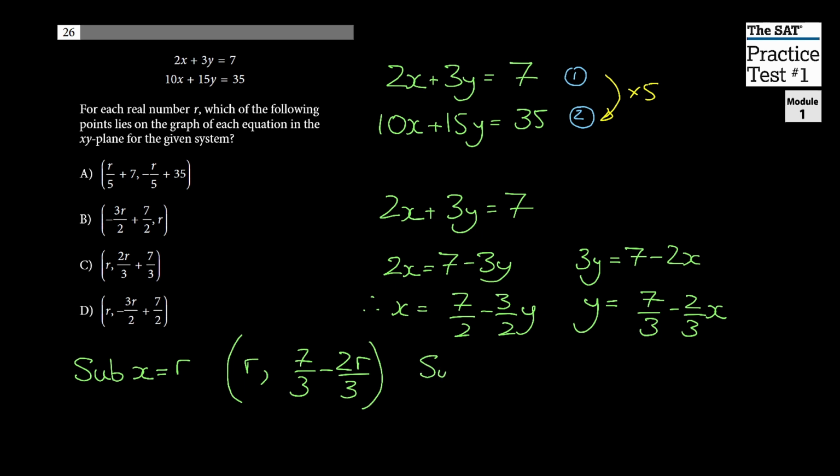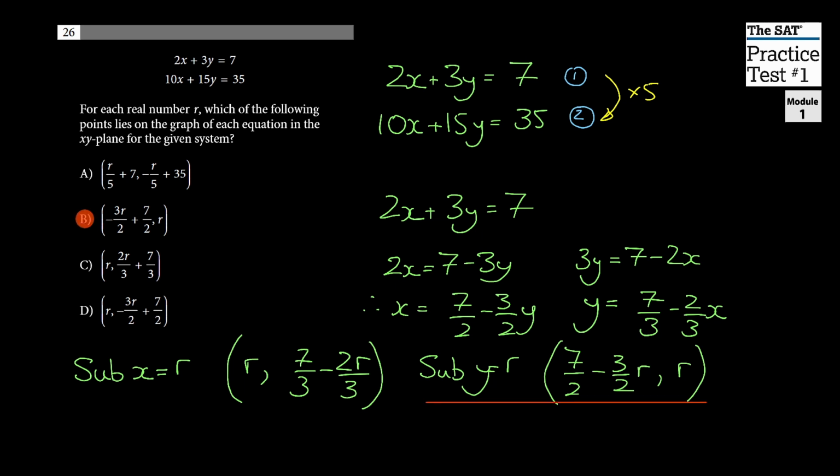So now let's sub y is equal to r. So our x coordinate will be this equation here with r substituted, which is 7 over 2 minus 3 over 2r, and the y coordinate simply r. Is that one of the options? Yes, here it is. So that's the answer, and option B is the selection you should make.